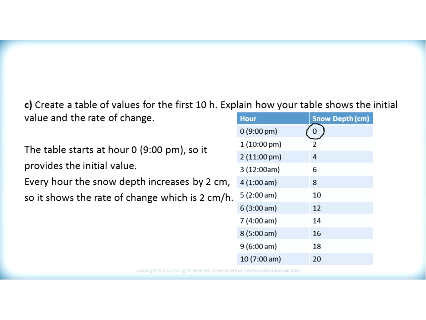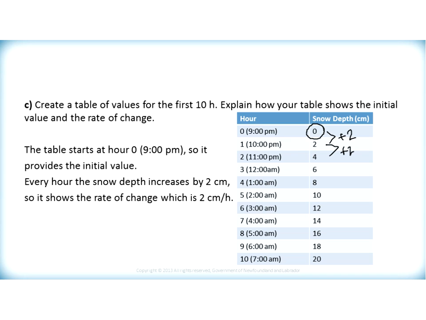And every hour, the snow depth increases by 2 centimeters. So it shows a rate of change of 2 centimeters an hour. If we go from 9 o'clock to 10 o'clock, we're seeing a change in the depth of the snow of 2 units, plus 2. If we go from 10 o'clock to 11 o'clock, we're seeing a change in the depth of the snow by another 2 centimeters, from 2 centimeters to 4 centimeters.